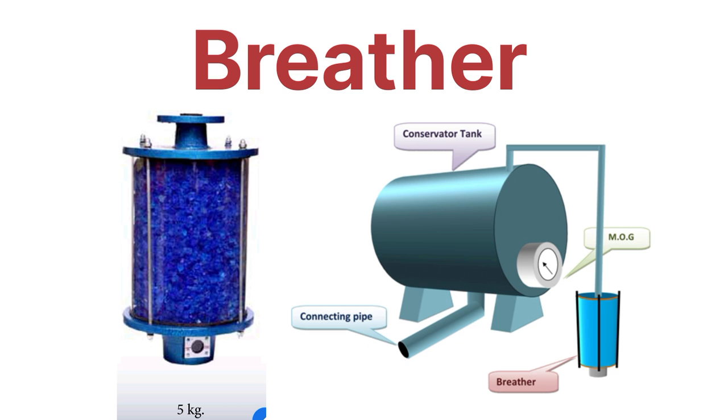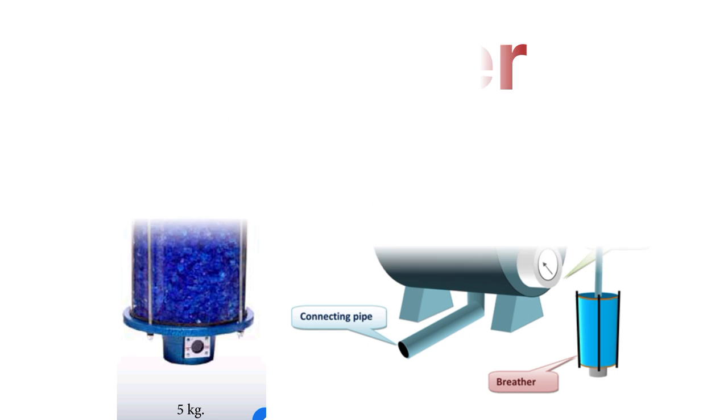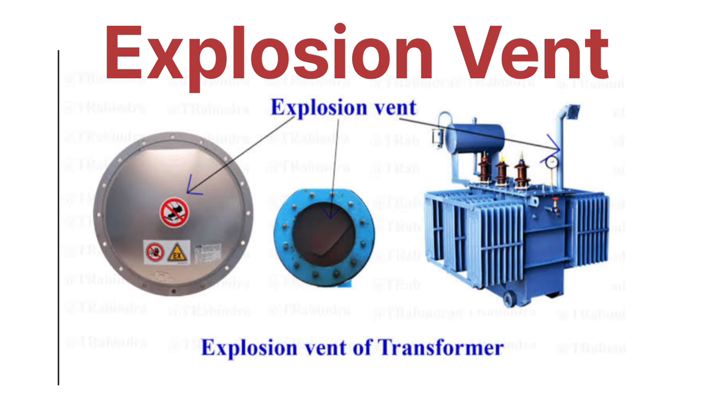Now let's talk about what is an explosion vent in a transformer. An explosion vent in a transformer is generally provided to relieve the pressure of the transformer when the pressure exceeds 5 psi, then it will act as a pressure relief for the transformer. So explosion vent is generally used to relieve the pressure if the pressure exceeds 5 psi. Okay, so this is all about the explosion vent in a transformer.